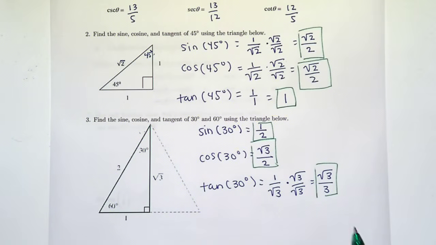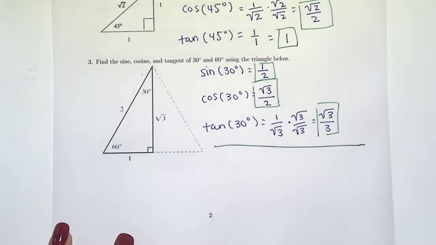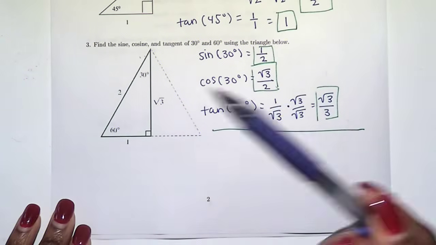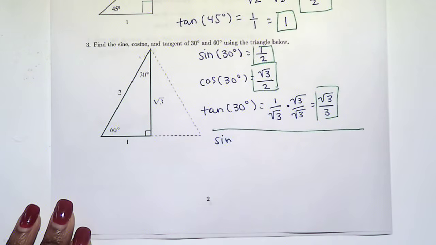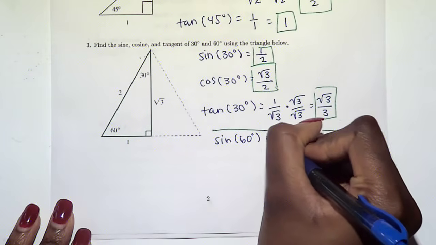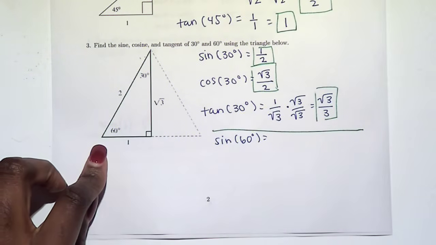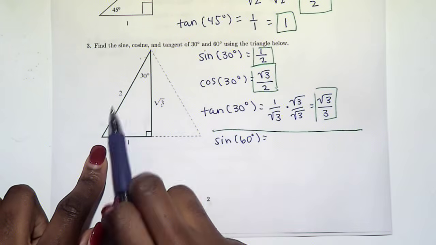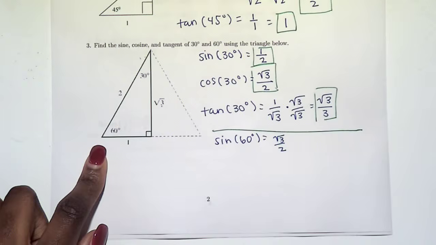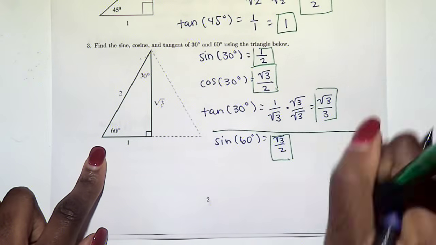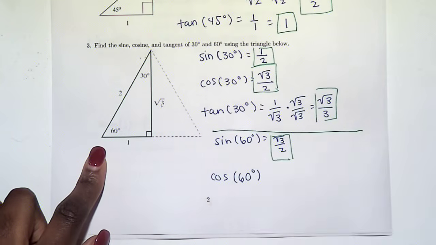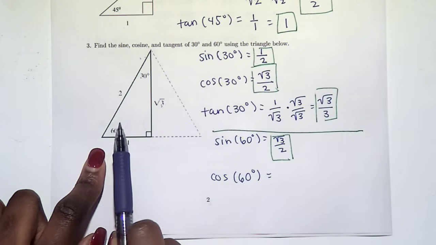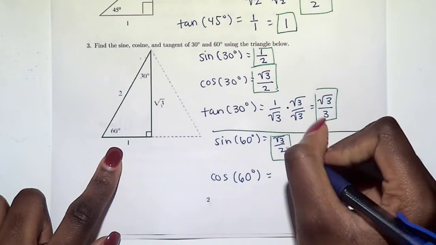Now let's do the same for 60 degrees. I'm just going to put a line here. Our 60-degree angle is here. So for sine of 60 degrees, thinking about being down here now, we want opposite over hypotenuse. So sine of 60 degrees is root 3 over 2. Cosine of 60 degrees. We need adjacent over hypotenuse, so that's 1/2.